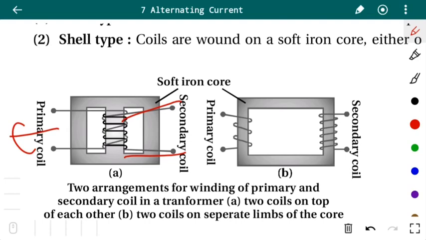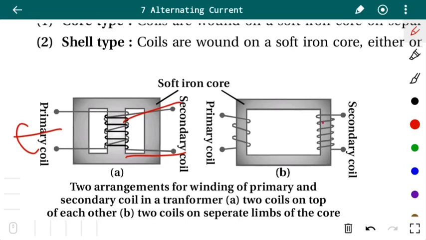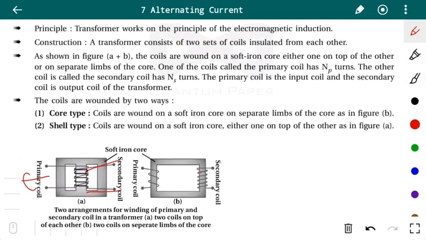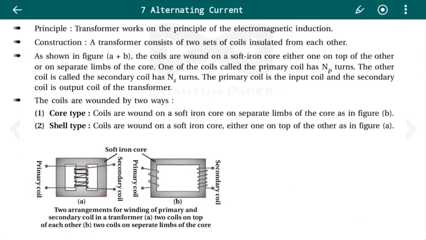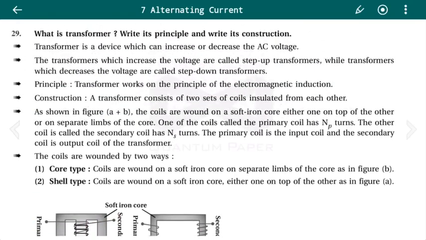The number of turns of the primary coil is denoted by Np, and the number of turns of the secondary coil is denoted by Ns. So this is about the principle, construction and types of the transformer. So students, you may note down this theory.